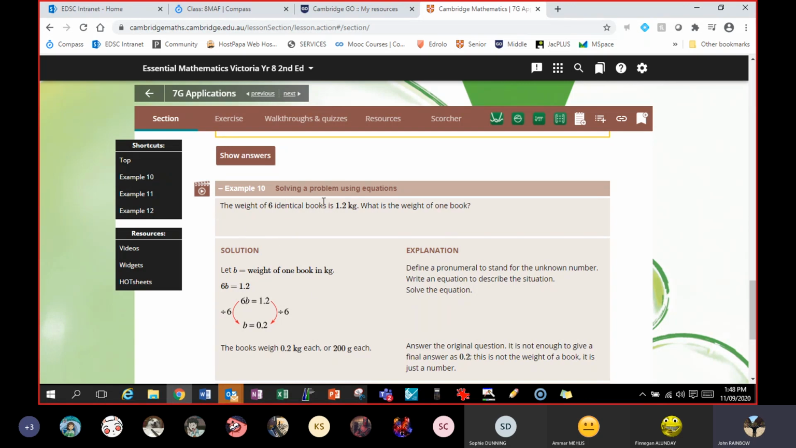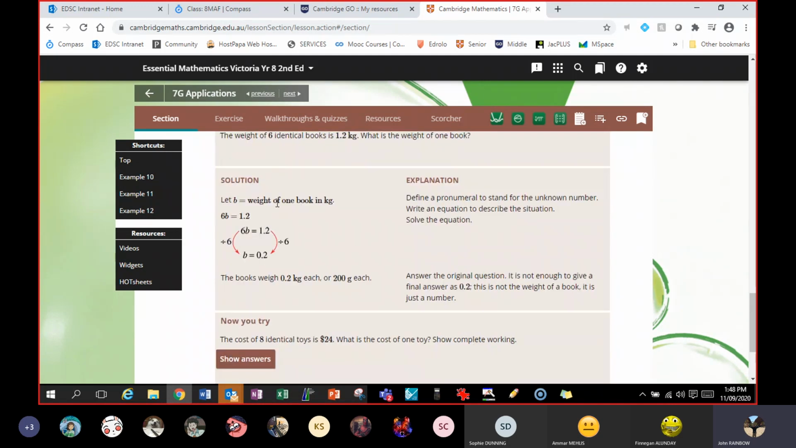The weight of 6 identical books is 1.2 kilos. What is the weight of one book? Sorry, I thought it was a block. So first of all, we're going to define it. B is the weight of one book in kilograms. So we've got 6 times the weight of one book gives you 1.2. Divide by 6 is 0.2.